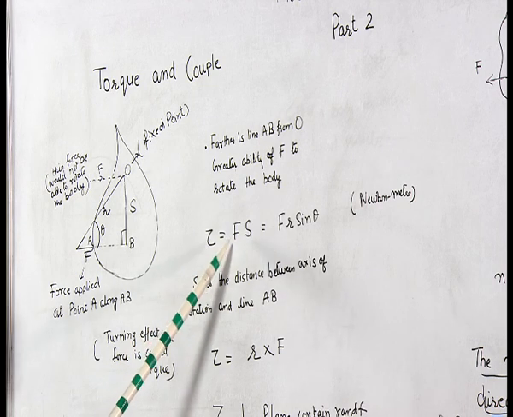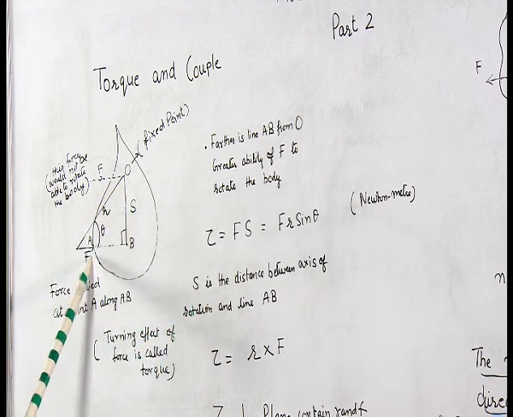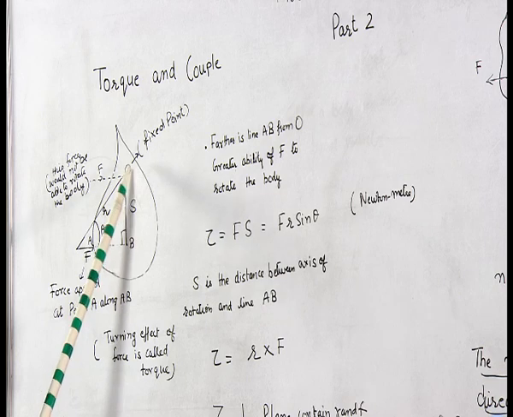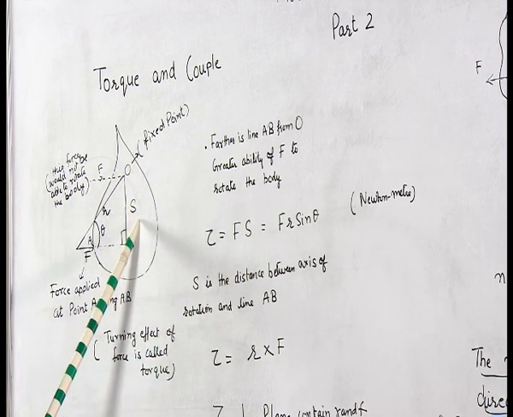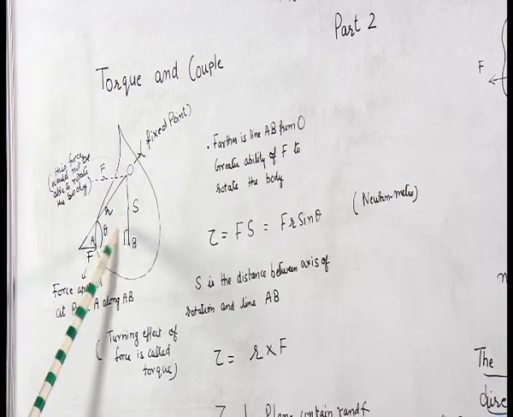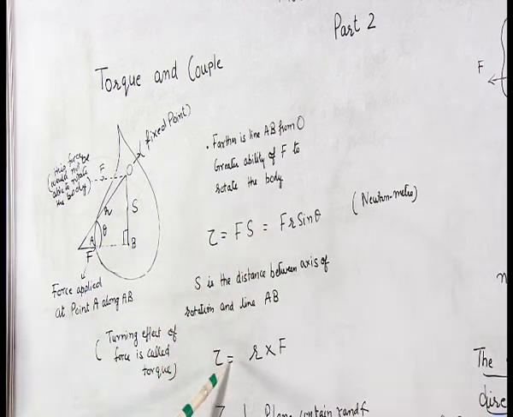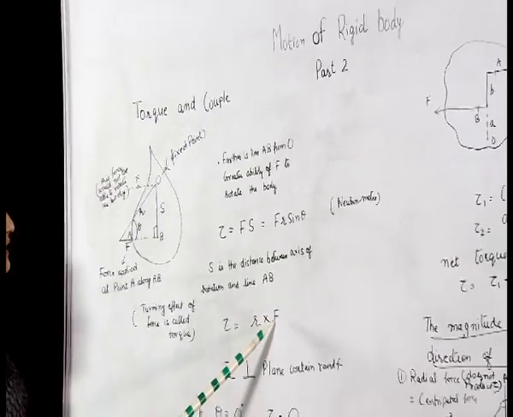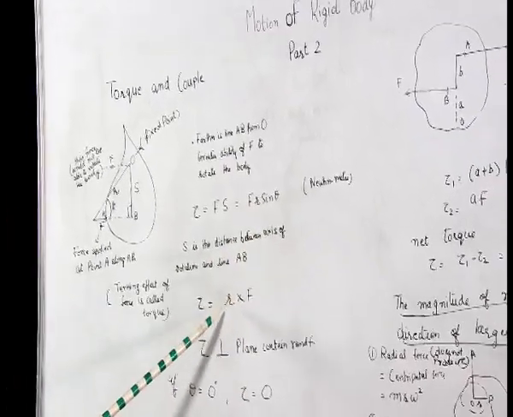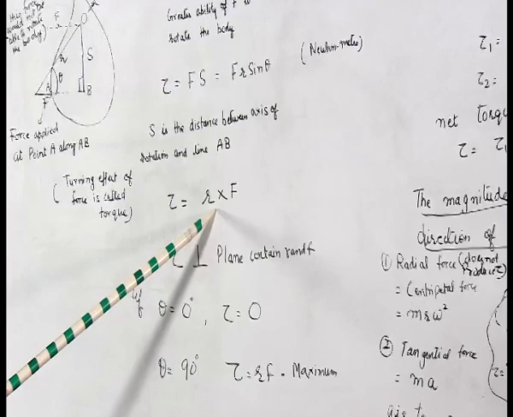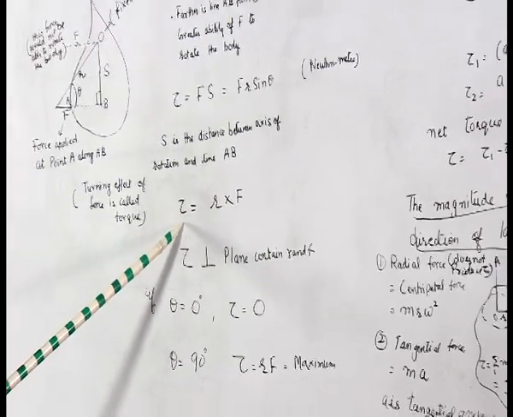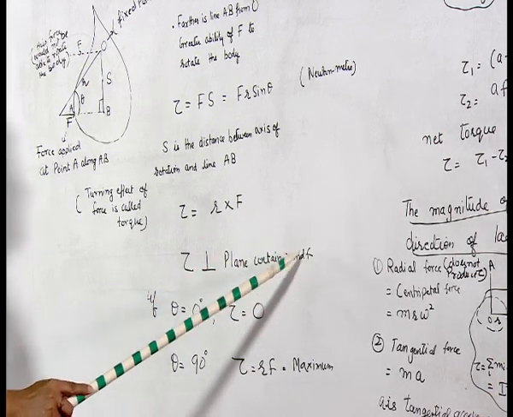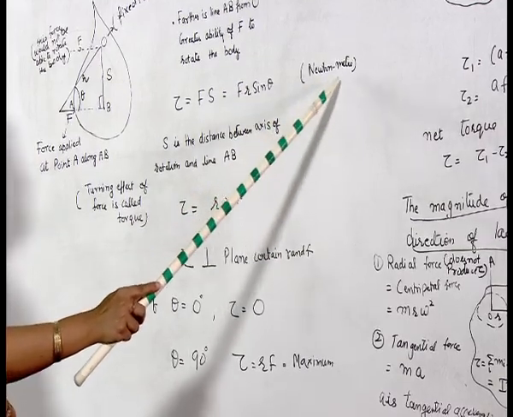Torque is given by F times S, that is, the force applied times the distance between the line of action and the fixed point. But this S is equal to R sin theta. So we have tau = R × F, which in magnitude is RF sin theta. This carries a special significance, because the torque has a direction perpendicular to the plane containing R and F. The unit of torque is newton meter.